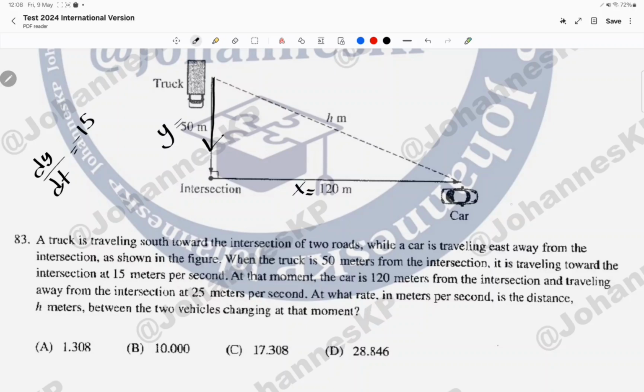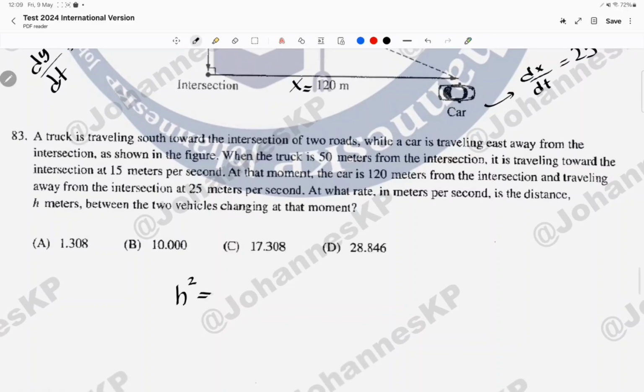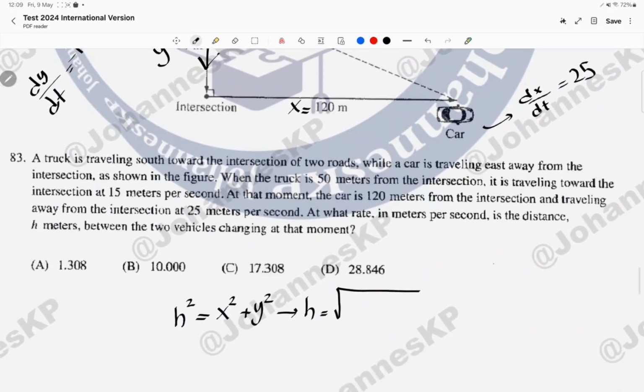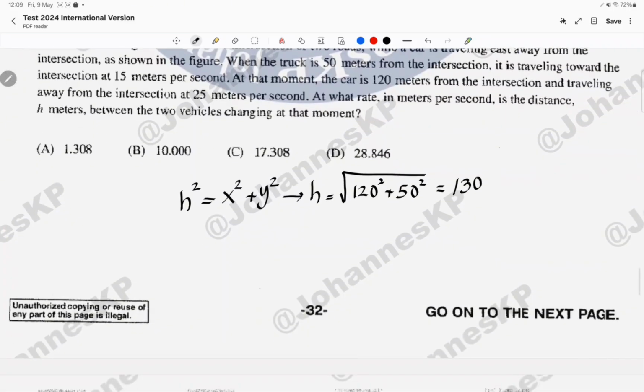And the car is moving away at the rate of dx over dt of 25. Moving away is positive. They want the rate at which the distance h between the two vehicles is changing. That means they want dh over dt. So h squared is equal to x squared plus y squared. So h is equal to the square root of x squared, which is 120 squared, plus y squared, which is 50 squared, and you get 130, right? And now we can take that equation and differentiate it.